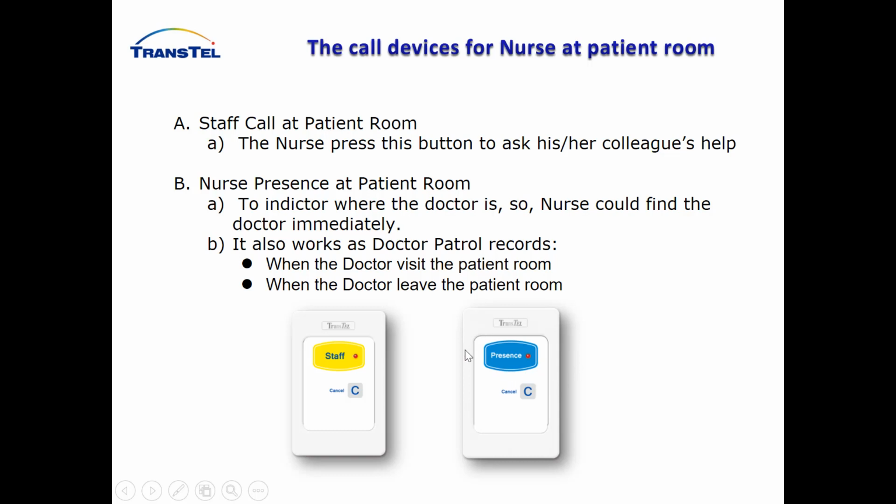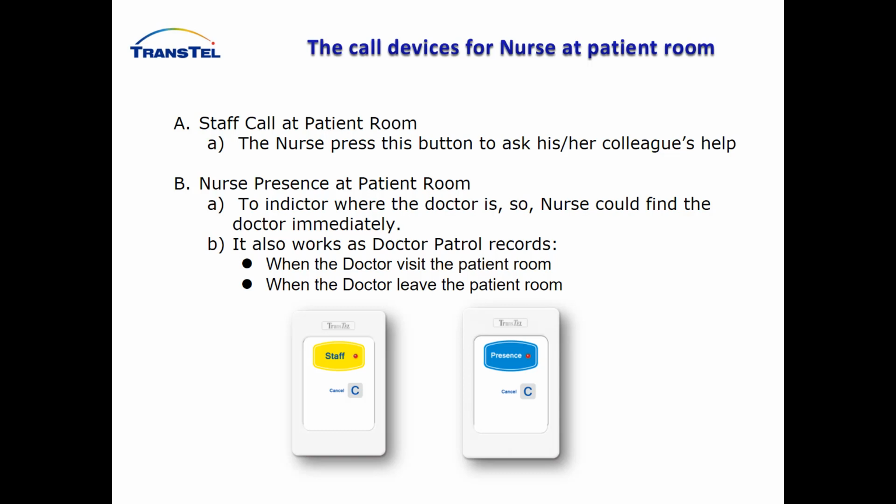Another function for this panel is to work as a doctor patrol record. When the doctor visits the patient room, he presses this button to indicate that he is here. And when the doctor offers the service and leaves the patient room, he presses this button again. So it means that he leaves the patient room. And when he presses the button, the corridor light outside the patient room will show a blue color indication to show the doctor is here.